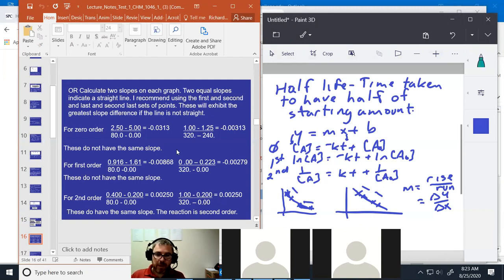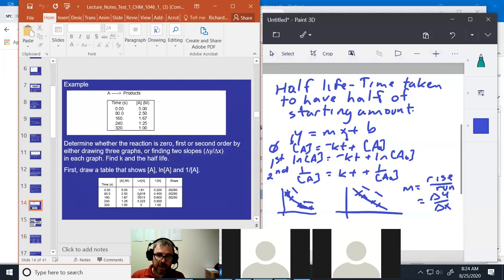So we repeat the process for first order. You can see we end up getting, again, 2 different slopes. But for second order, when we take the slope of the first 2 points and the slope of the last 2 points, we end up getting the same slope, 0.00250 in each case.